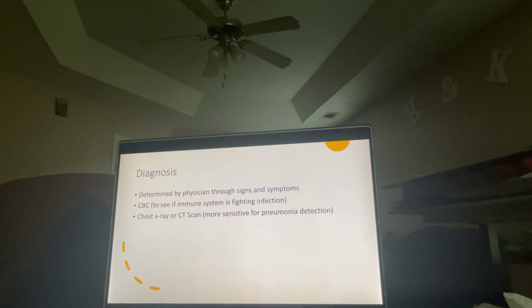The diagnosis is determined by a physician through signs and symptoms. A CBC may also be done, which is a complete blood count to see if the immune system is fighting infection. Chest x-ray may be done, or a CT scan, which is more sensitive for pneumonia detection than a chest x-ray. So it's usually a clearer picture for the pneumonia in the CT scan for the doctors to see.